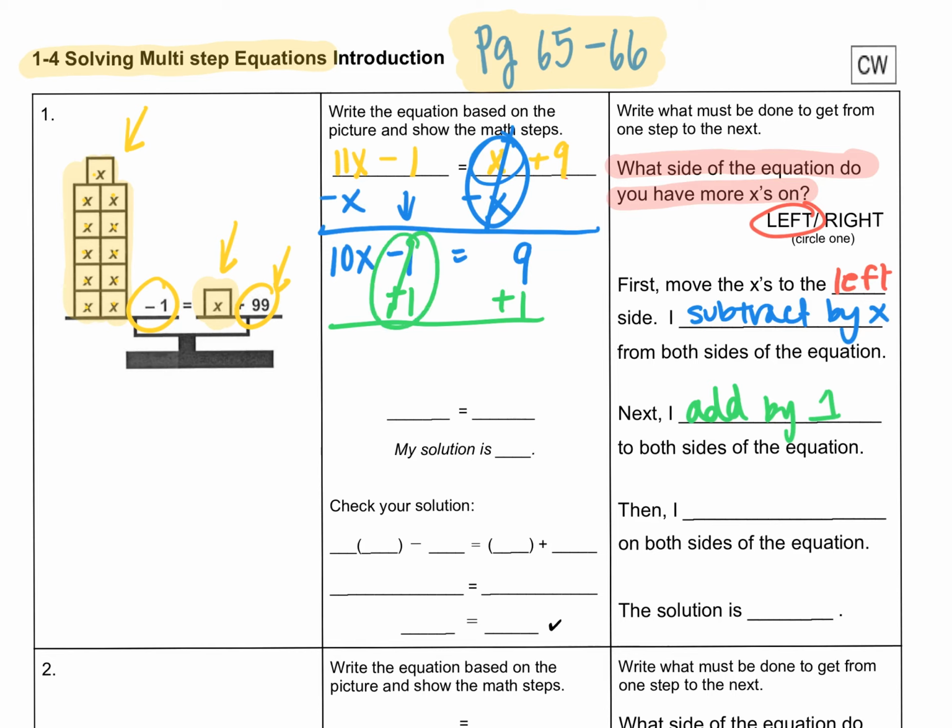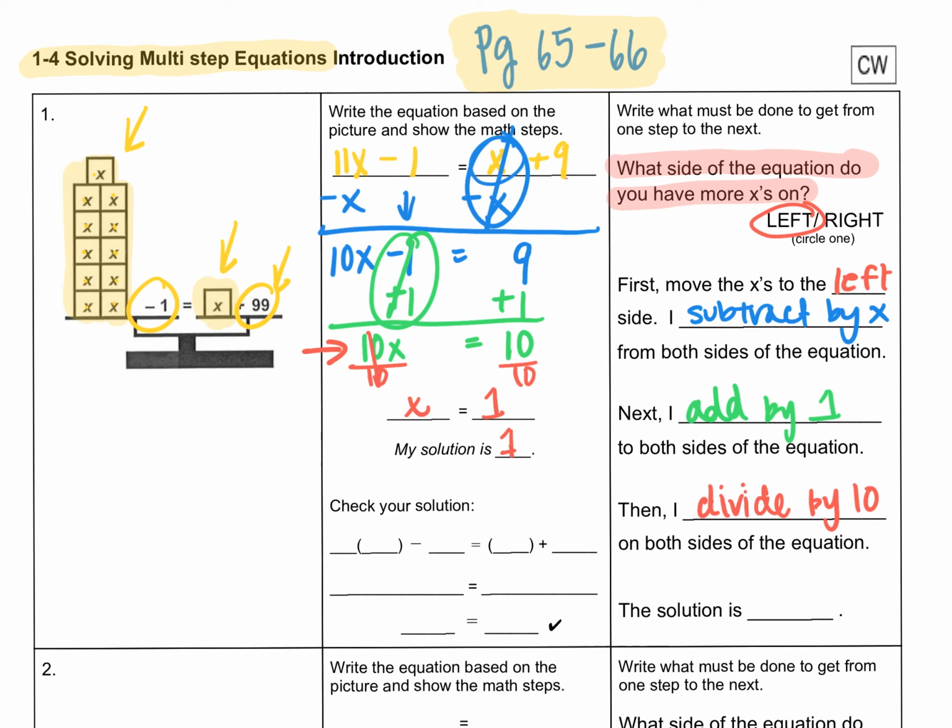Negative and positive 1 turn into 0, so they go away. And then I have 10x left here. 9 plus 1 is equal to 10. The last thing I now notice is happening to x is it's being multiplied by 10. The opposite, or the inverse, of multiply by 10 is divide by 10 on both sides of the equation. So divide 10 on the left and the right, and we have x is equal to 1. Or the solution is 1.